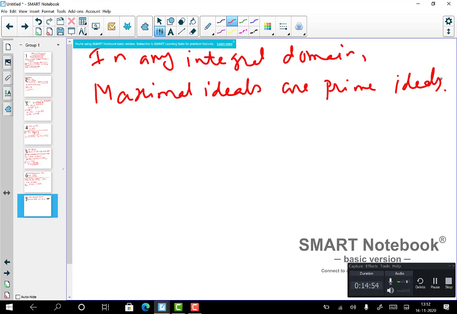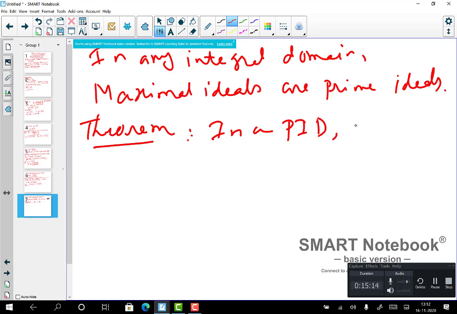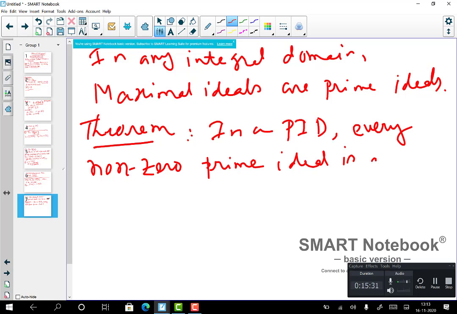Now the converse is true for something called a PID, and the theorem is that in this case, I'll give a proof immediately. In a principal ideal domain, every non-zero, obviously zero cannot be a maximal ideal, right? Every non-zero prime ideal is also a maximal ideal.